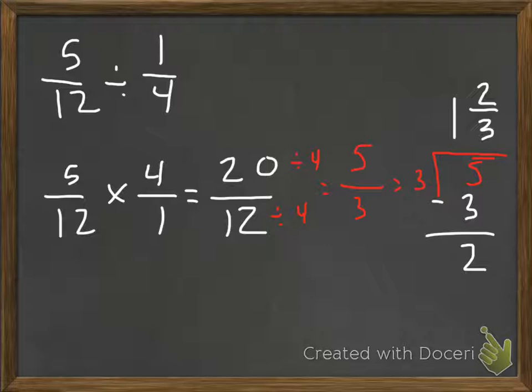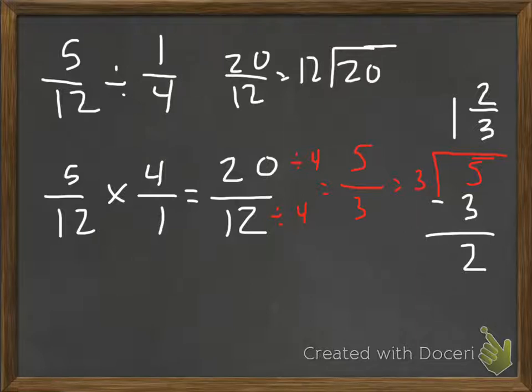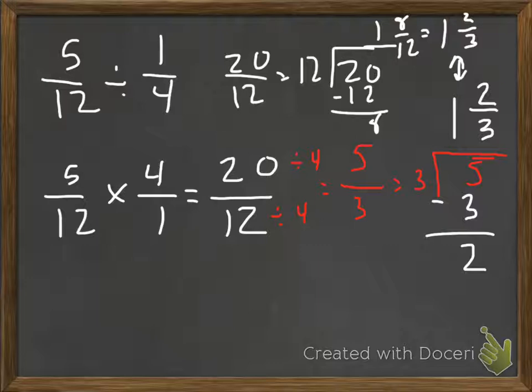reduce, change it to a mixed number first. 12 into 20. 12 goes into 20 one time. 8. So I have 1 8/12. 8 divided by 4 is 2, and 12 divided by 4 is 3. So as you can see, I get the answer either way. It depends on what's easier for the students. Sometimes it's easier to reduce it first. That way they have a smaller number to divide by.